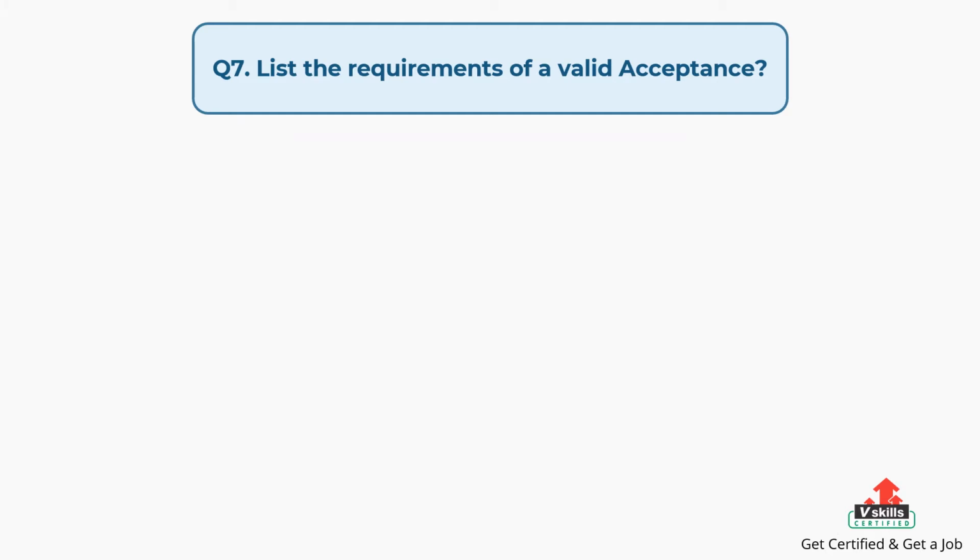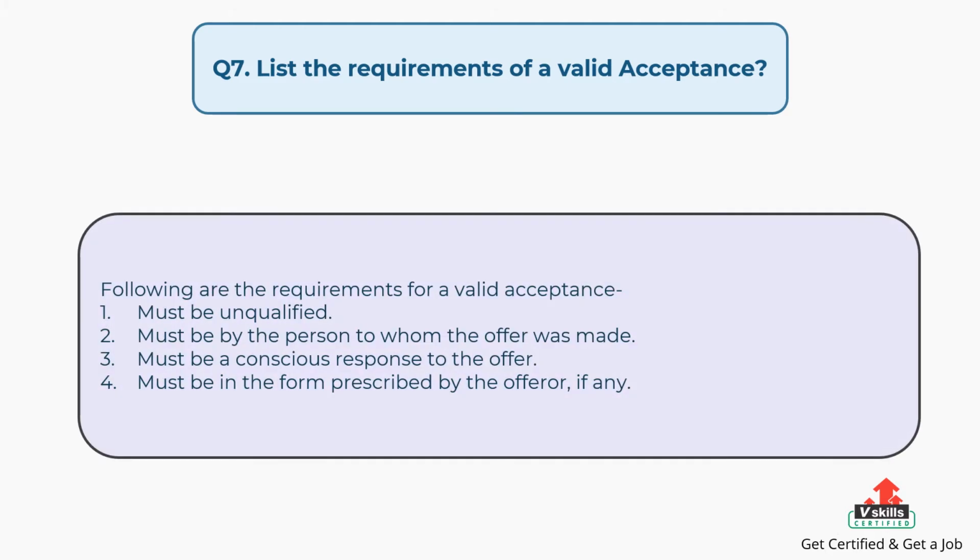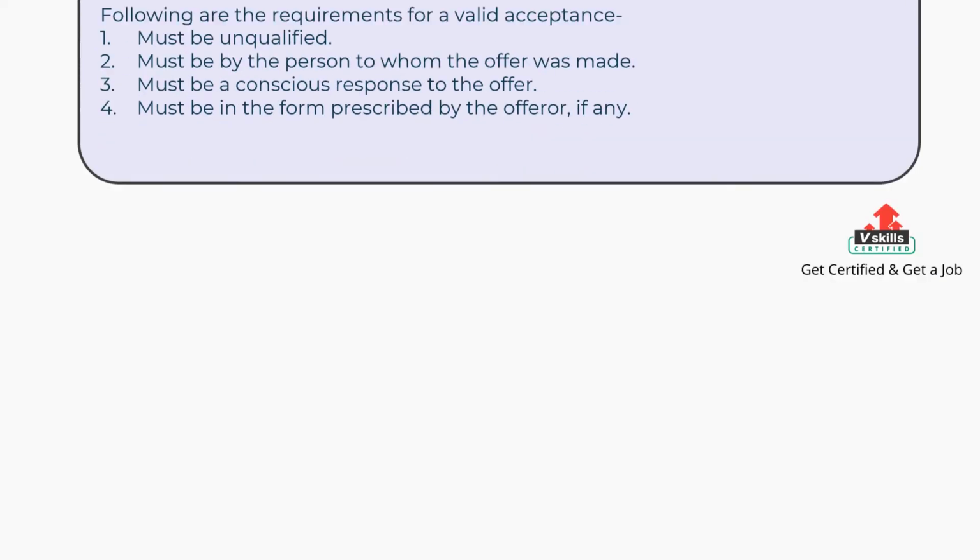Question number 7. List the requirements of a valid acceptance? The answer is, following are the requirements for a valid acceptance. Must be unqualified. Must be by the person to whom the offer was made. Must be a conscious response to the offer. Must be in the form prescribed by the offerer, if any.